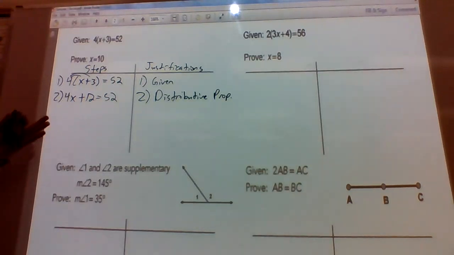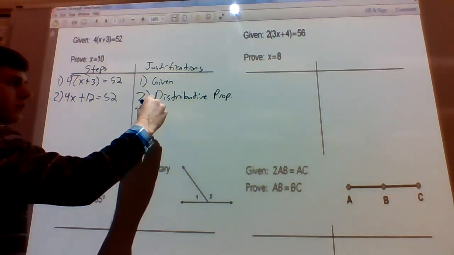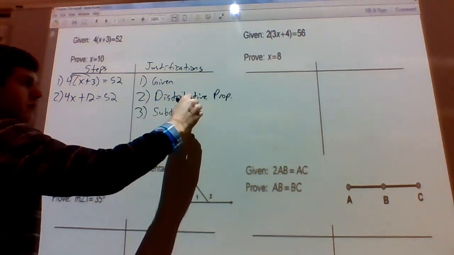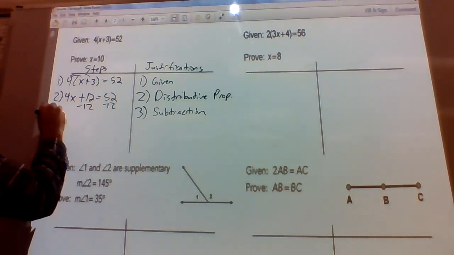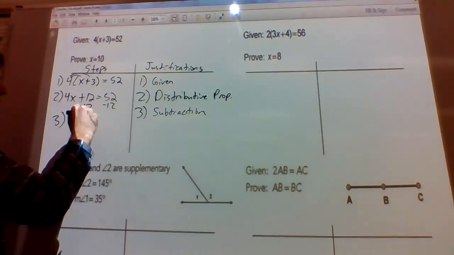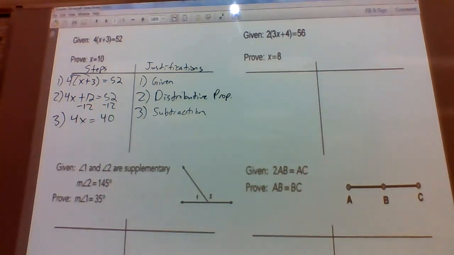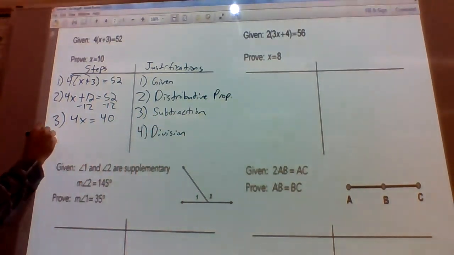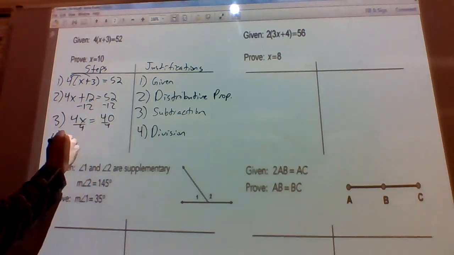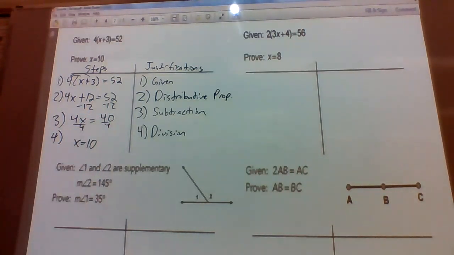Okay. Then we want to use subtraction. And that's going to give us 4x equals 40. And we want to use division. Divide both sides by 4. x is going to equal 10. Right, the subtraction property of equality and the division property of equality.